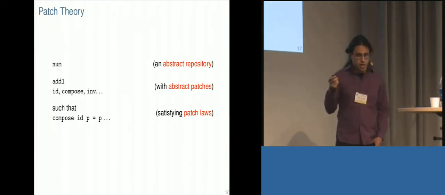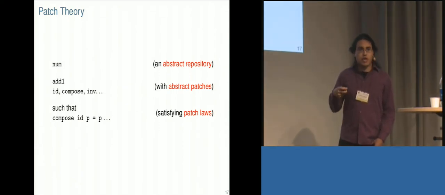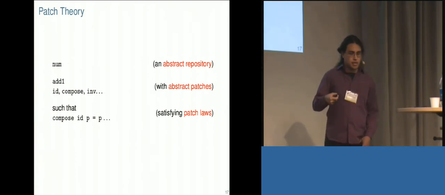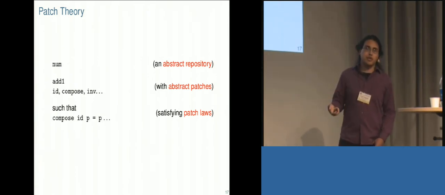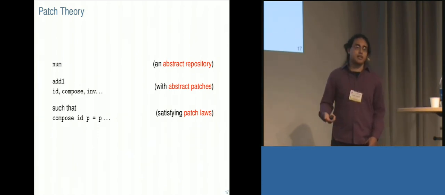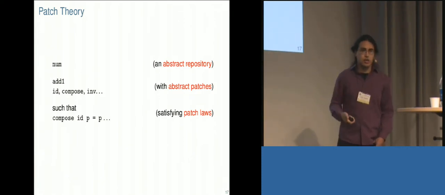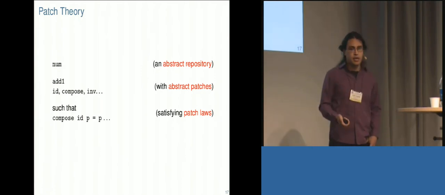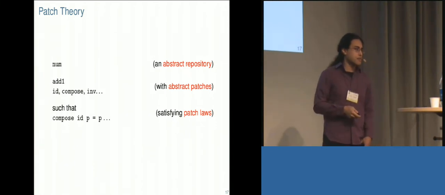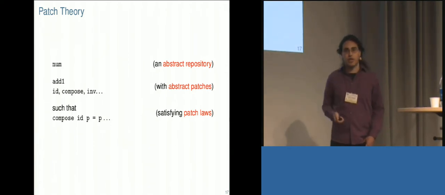Okay, so now let me talk about a simple abstract example. This is trying to write down the laws that should hold for a certain kind of repository. In this case, it's going to be very simple. It's a repository that is just an integer. And the idea is that you can add one to that integer. Now, because you have composition and inverses in all patch theories, you automatically can also add two, and you can subtract one, and so on. So it's generated by add one and the groupoid laws. Those are what the patches are. And then the patch laws are just going to be all the generic ones in this case, like identity is the right unit for composition.